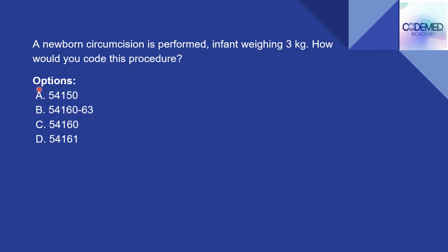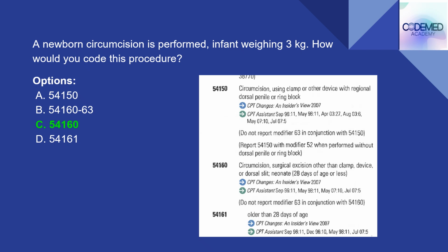And we have the codes 54150, 54160-63, 54160, and 54161. The patient weighs 3 kg and he is a newborn. So tell me the answer. And yes, the code is 54160, and there is no need to put the modifier because first of all, they have clearly mentioned 28 days of age or less. So the factor of 4 kg is already included in the code. And there is a parenthetical note which says do not put modifier 63.